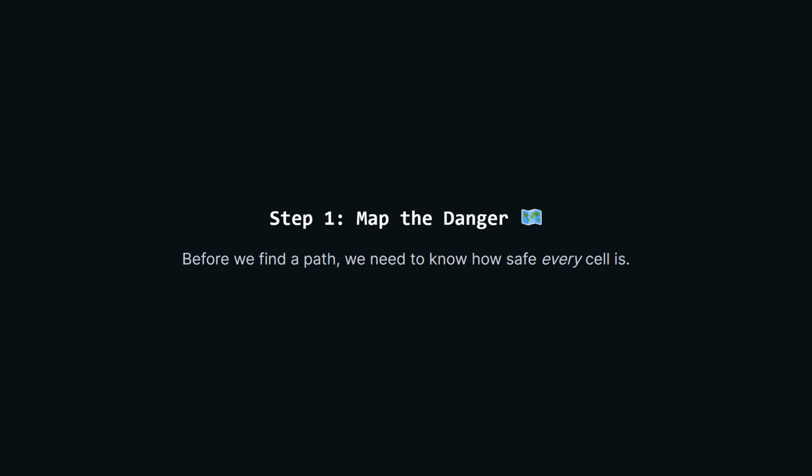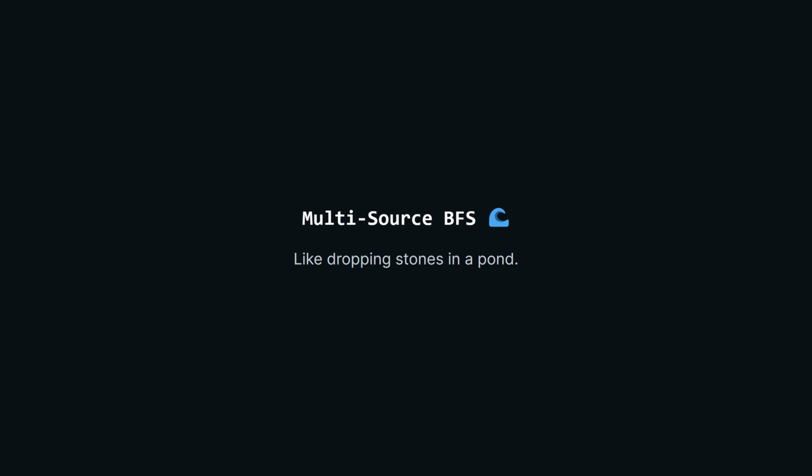To solve this, the very first thing we have to do is figure out the safeness factor for every single cell in the grid. We can't pick a safe path if we don't know where the danger is. To do this efficiently, we use a technique called multi-source breadth-first search. Imagine dropping multiple stones into a pond at the same time and watching the ripples spread outwards.